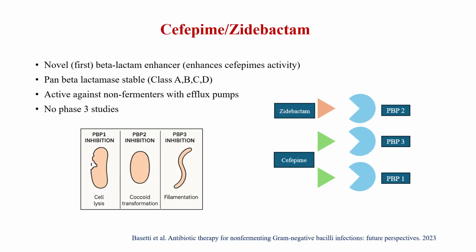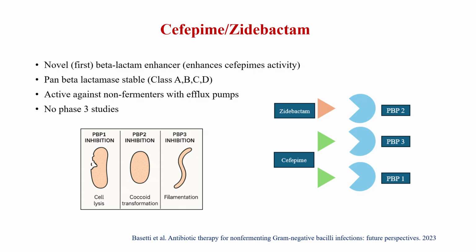But there is a new molecule called cefepime-zidibactam, which we discussed, where zidibactam is not a beta-lactamase inhibitor but a beta-lactam enhancer. Zidibactam has a very high affinity for penicillin binding protein 2, and cefepime acts on penicillin binding proteins 1 and 3. The combination of this penicillin binding protein binding will lead to rapid lysis of the bacteria. So many of the isolates of Pseudomonas in India are susceptible to cefepime-zidibactam.